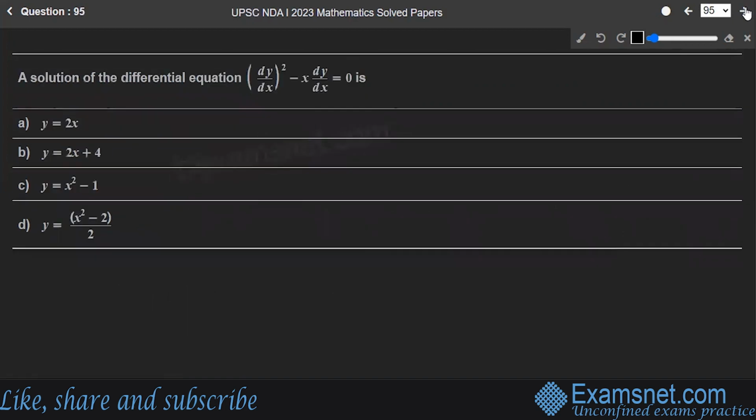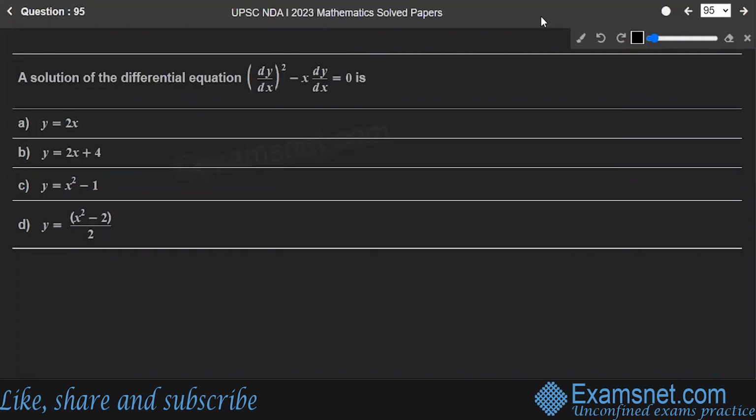Okay. Next is question number 95. A solution to the differential equation (dy by dx) whole square minus x into dy by dx is equal to 0 is. So you have to find the solution of it. See, the solution of the differential equation must satisfy the equation.